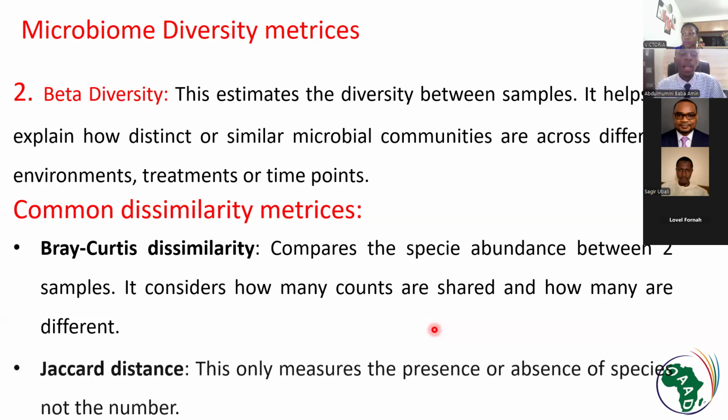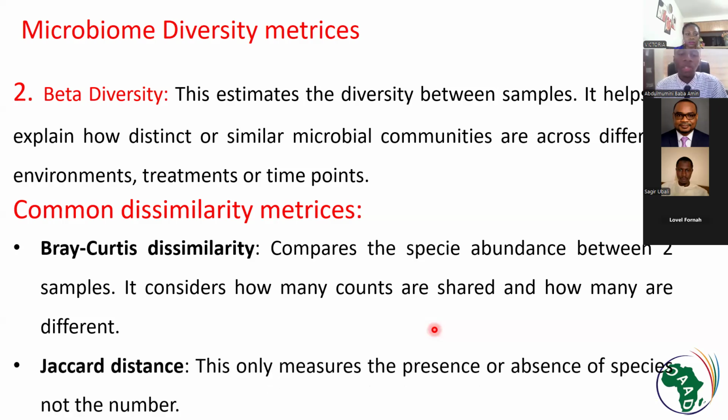While the Jaccard distance measures the presence or absence of species. Is this species present in sample A? No. Is it present? Yes. So this is what Jaccard distance measures. While the Bray-Curtis dissimilarity matrix compares which ones are shared between the groups and which ones are different.